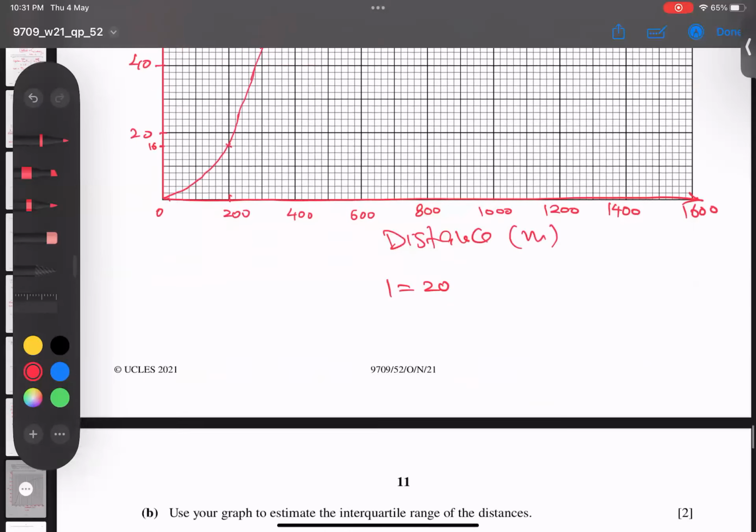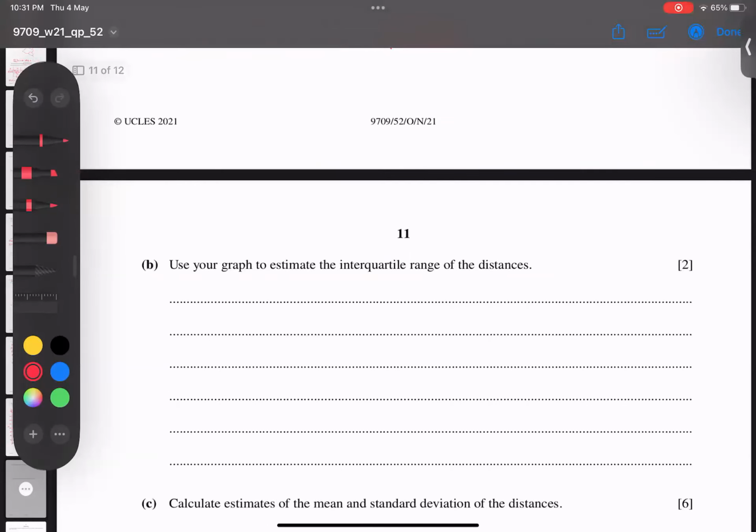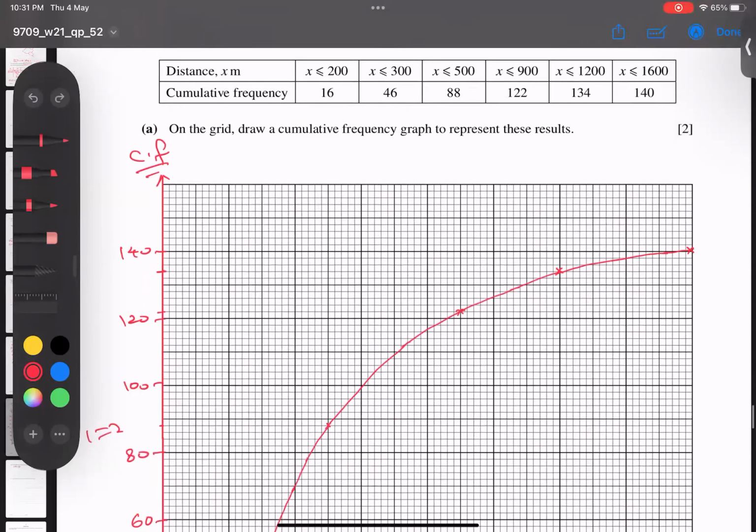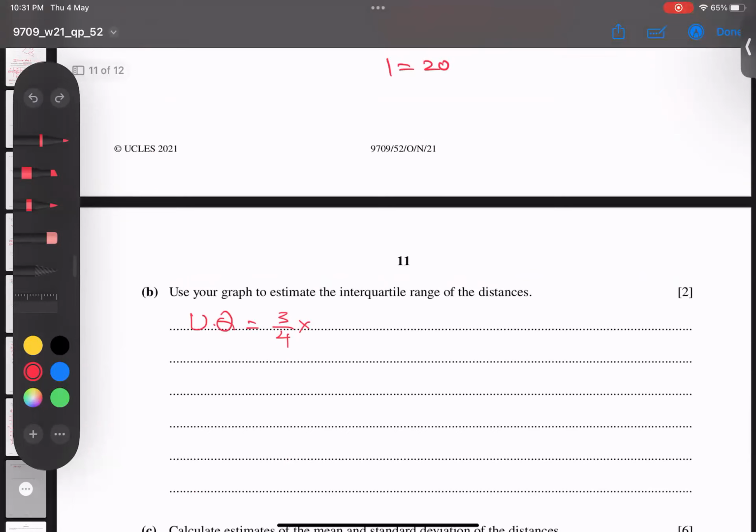And what is the next part, students? See, use your graph to estimate the interquartile range. So first of all, I'm finding the upper quartile. The upper quartile is 3/4 of the total frequency. What is the total frequency? It is 140. So 3/4 of 140. And what is the lower quartile, students? 1/4 of 140. I'm finding both, and when I find them, I will subtract them.